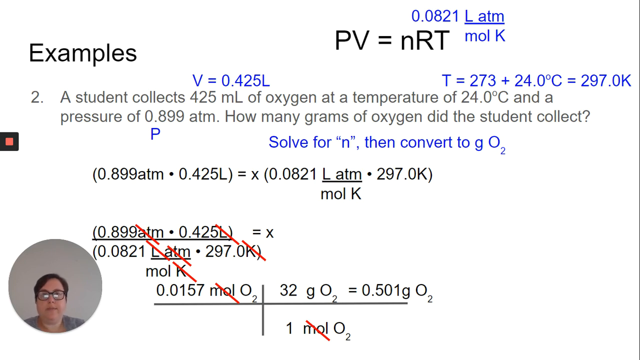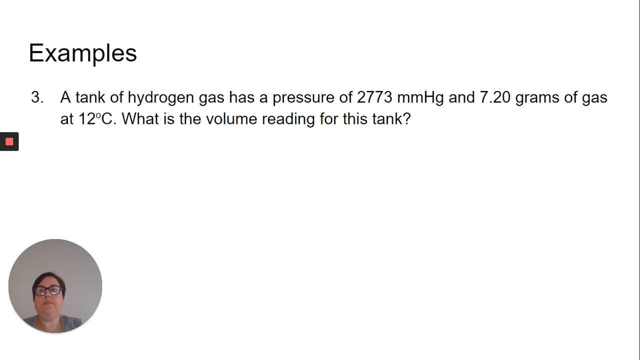Let's do one more problem together. Again, very important that you label what you're given and what you're looking for so you know what formula to use. So the first thing that we're given is 2,773 millimeters of mercury. Please do not be freaked out by such a large pressure number when you're in millimeters of mercury or torr. Those tend to be larger values.